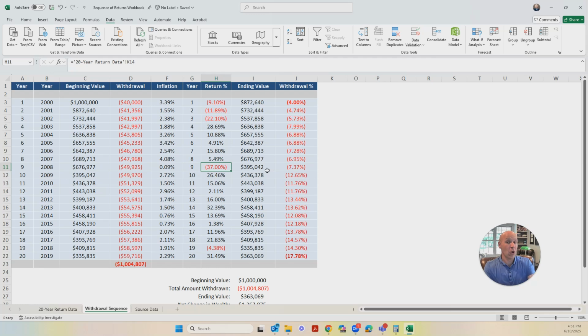$395,000. Then we know that the big returns happened from 2010 to 2019, but the portfolio had already been depleted so badly that by the time the 20th year was up, you had just $363,069. And your $40,000 withdrawal was now $59,716. It's the same amount in purchasing power from 20 years earlier, but it's a larger amount because of inflation from a much smaller portfolio.